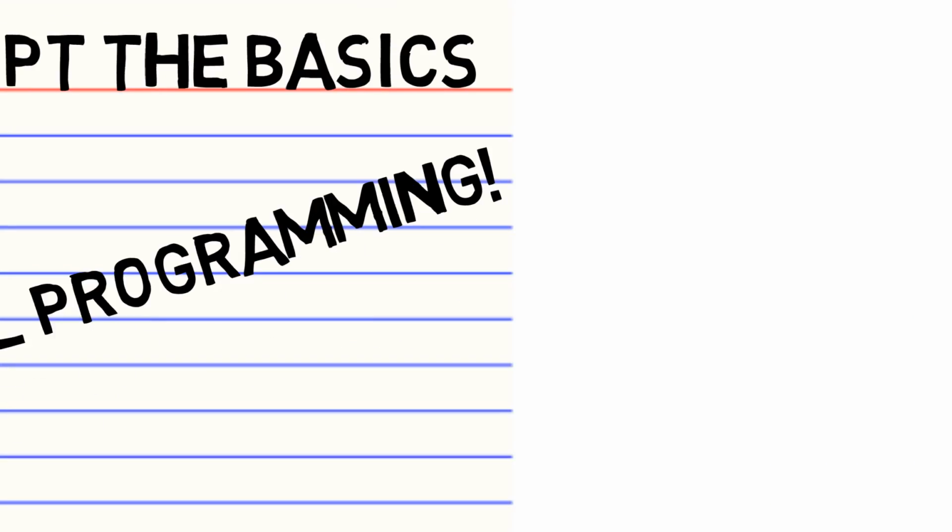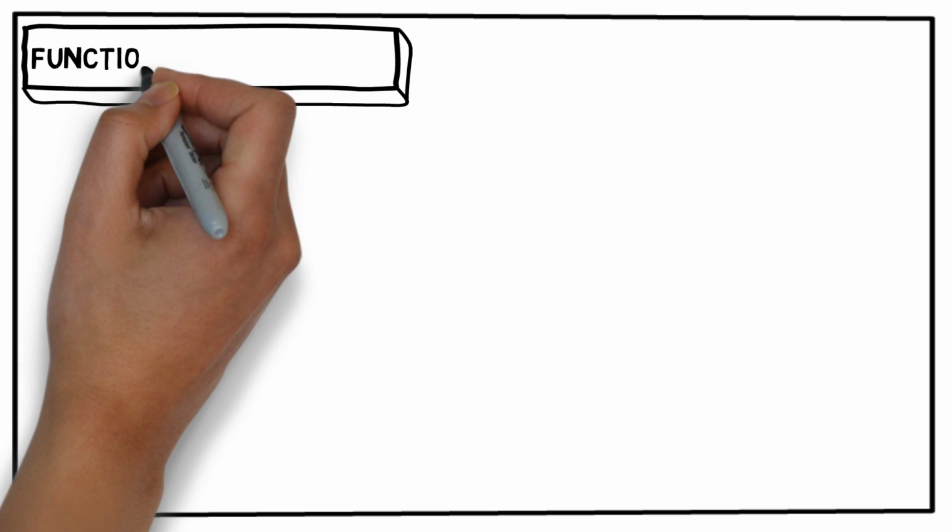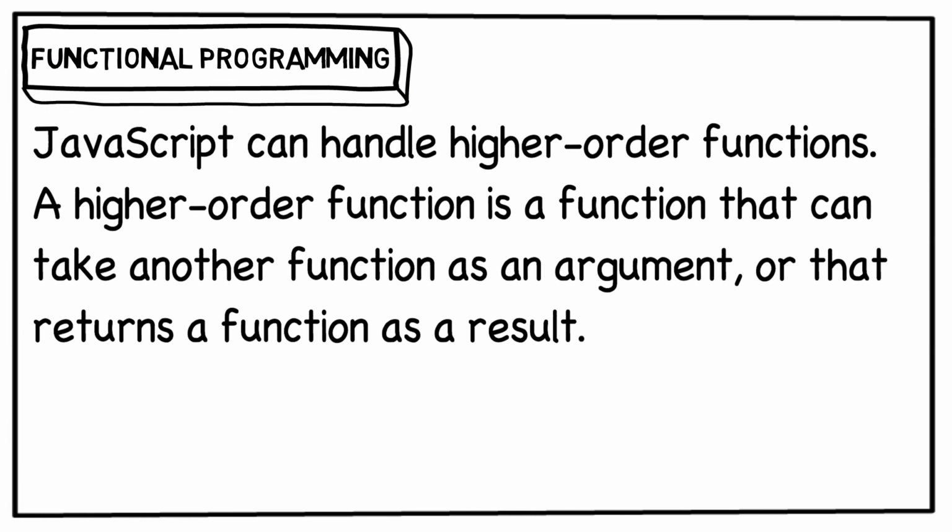One of the characteristics of JavaScript that makes it well suited for functional programming is the fact that it can accept higher order functions. A higher order function is a function that can take another function as an argument or that returns a function as a result. Functional programming is just how it sounds, programming with functions. In JavaScript, functions are objects. Functions are values. That means that functions can be passed along to other functions.